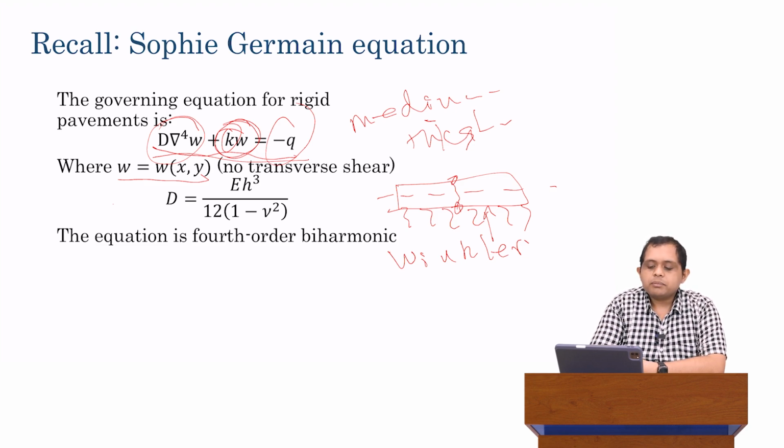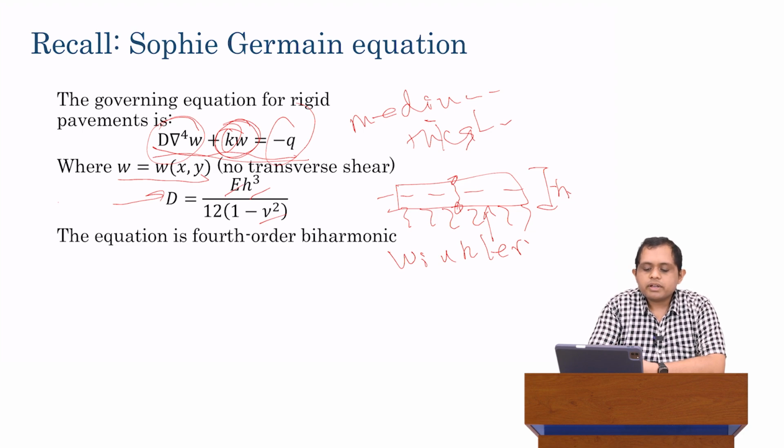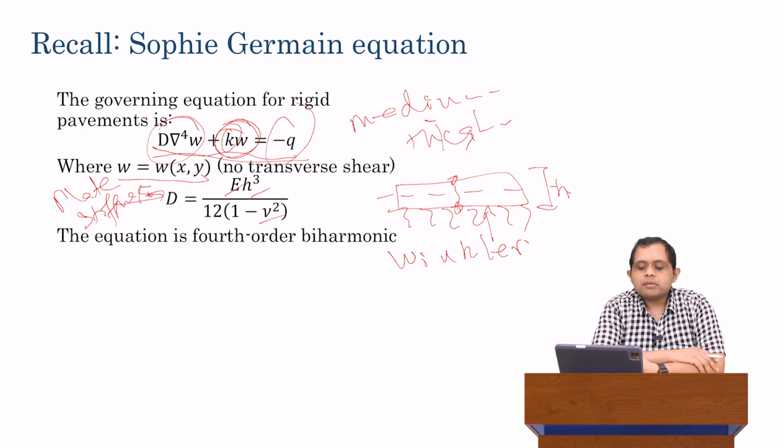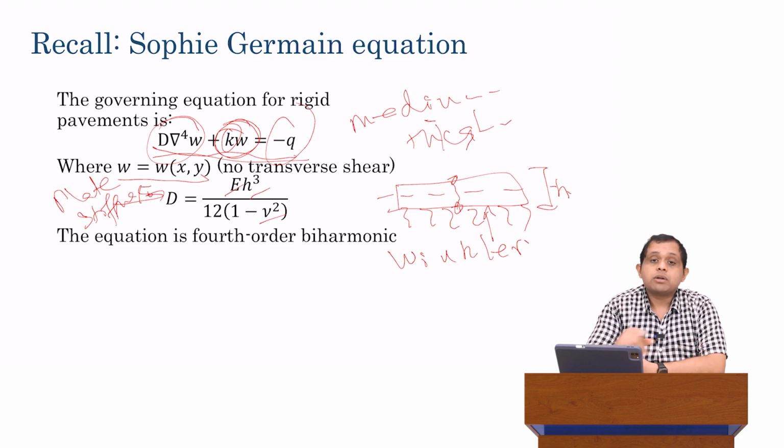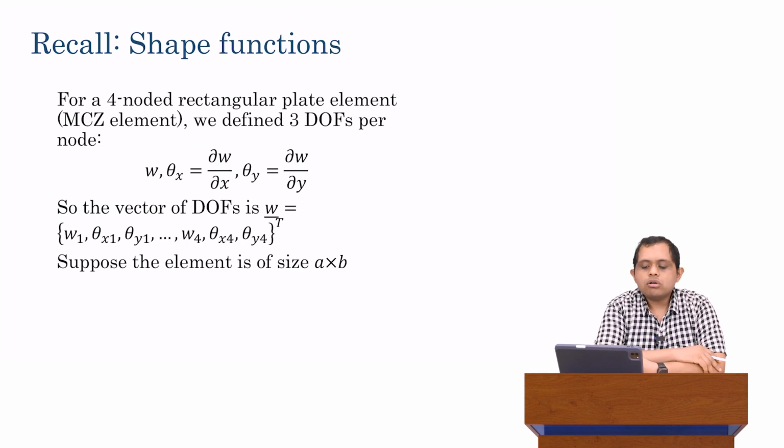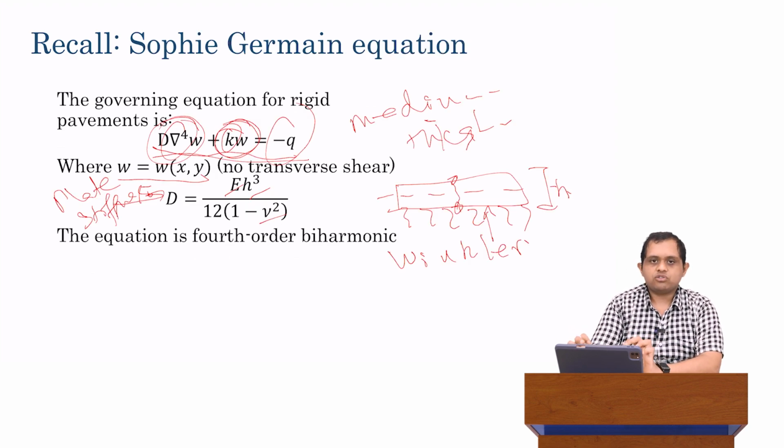D, by the way, I had defined previously. D is E H cubed divided by 12 into 1 minus mu squared, where E is the elastic modulus, H is the thickness, and mu is the Poisson ratio. All the information about the thickness of the plate is contained inside D. This D is what we had called the plate stiffness. We also saw last time that this equation is a fourth order biharmonic equation because you have this del to the 4 term over here. Also recall that this was the equation that Westergaard actually solved.